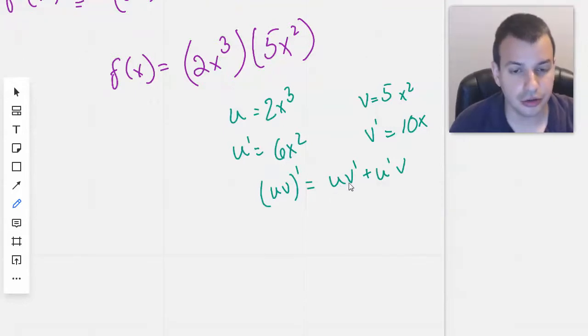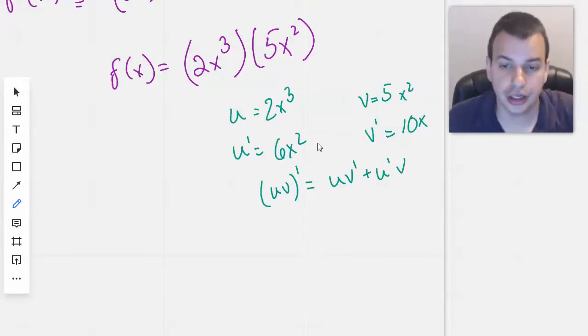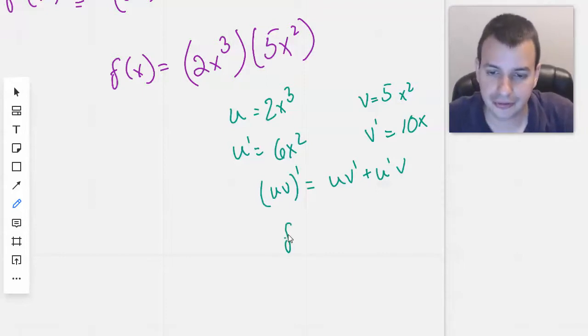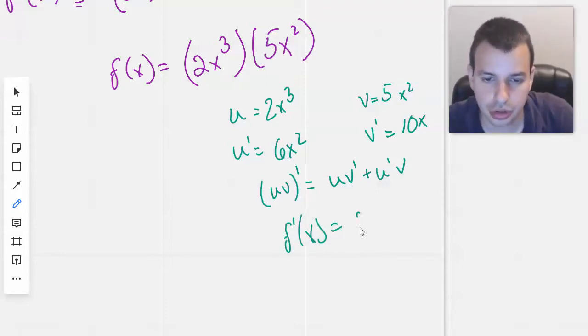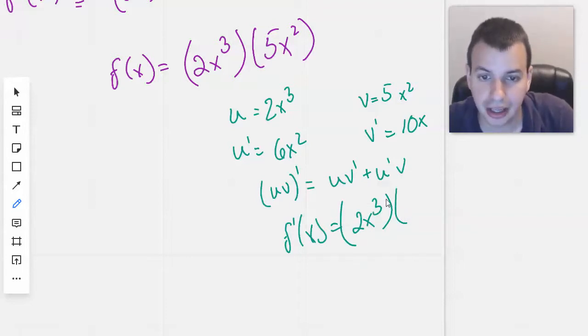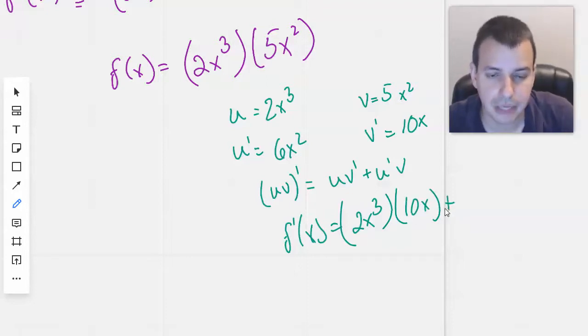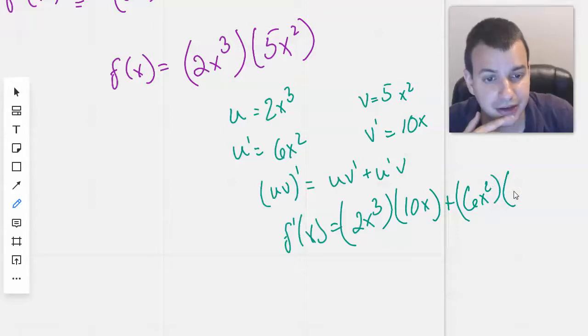So now we have a v prime, a u prime, and a v. Then we can do the product rule. So f prime of x would equal u, 2x cubed, times v prime, which is right here, which is 10x, plus u prime, 6x squared, multiplied by 5x squared, right there.